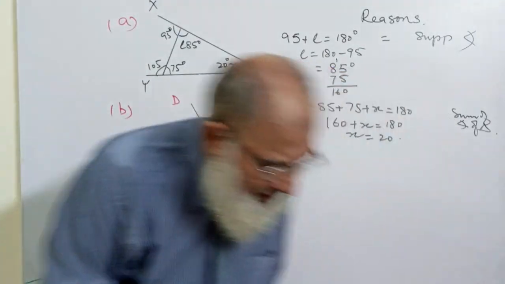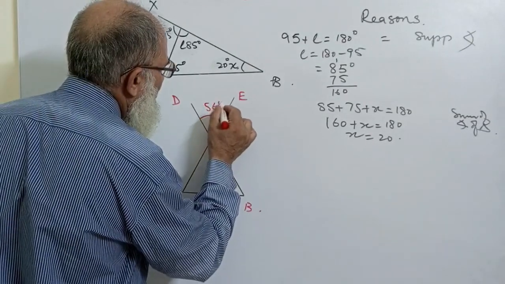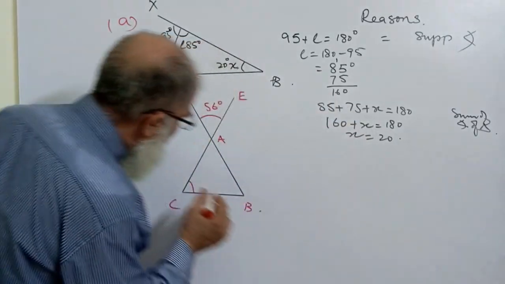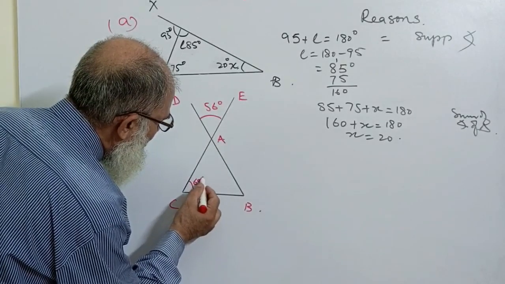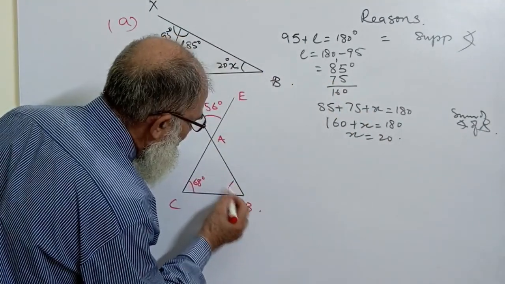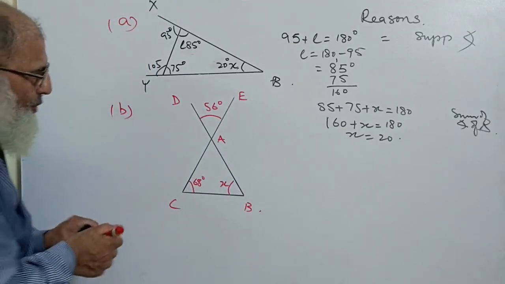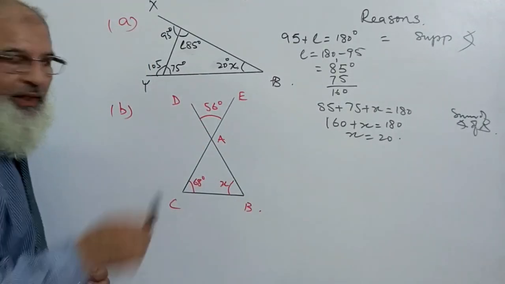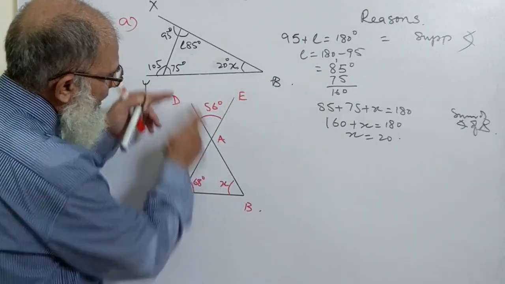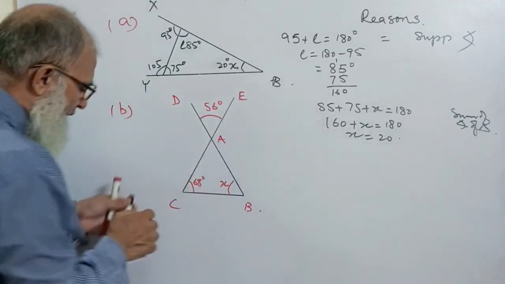56, 68. Now this is 56 degree given, and this is 68 given, and we have to find angle x over here. Again we have to find angle x over here. So it is very simple. In fact, it is the easiest question of all, because you see that there are two lines which are intersecting each other at point A.